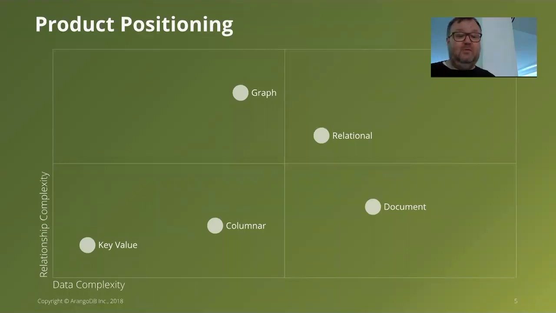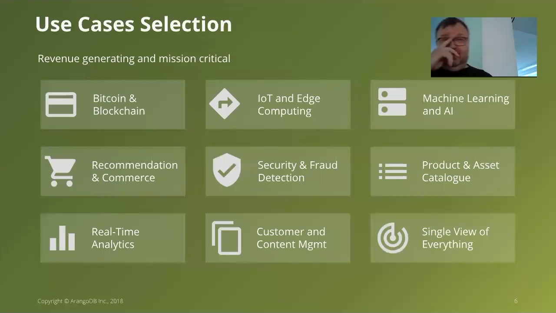What we are saying is that ArangoDB can do a lot of things that graph and document stores can do. So it's the best of both worlds, and therefore it has a lot of possible use cases in various areas of computing, and we have customers in all of these areas.